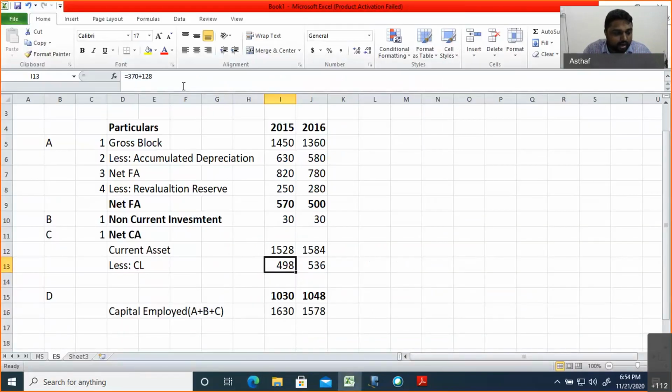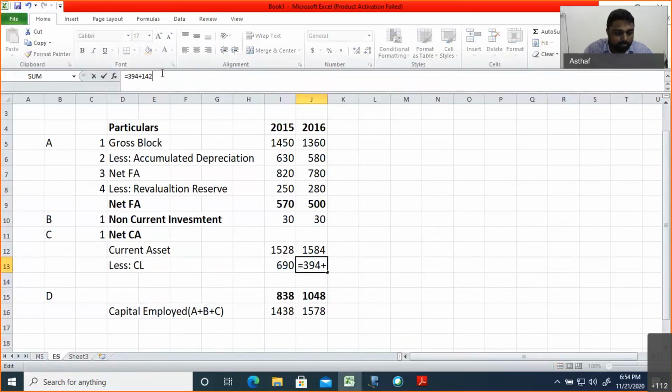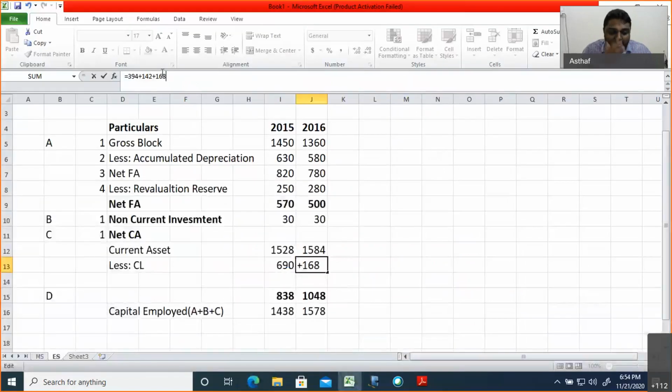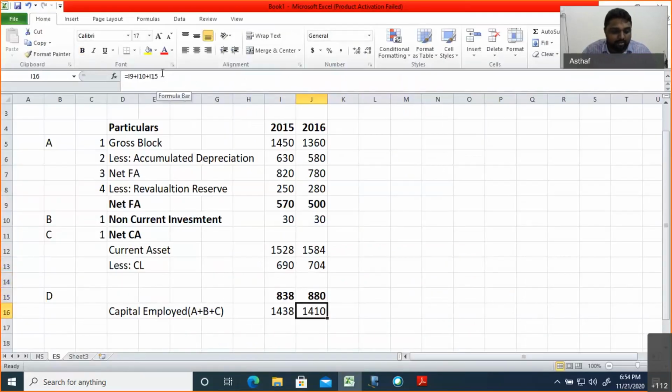Current year it is 192. So those items also will come. And here previous year it is 168. Because that is now current liability. We know one concept: any liability which has to be settled within 1 year has to be treated as current liability. So a new item will come under current liability. So this will be the capital employed.